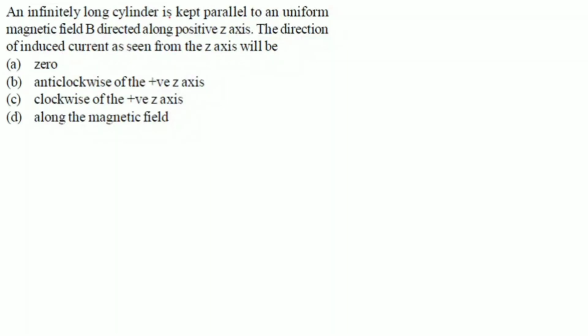An infinitely long cylinder is kept parallel to a uniform magnetic field B directed along positive z-axis. The direction of induced current as seen from the z-axis will be. Here they have given an infinitely long cylinder, and this cylinder is kept in a uniform magnetic field along positive z-axis.